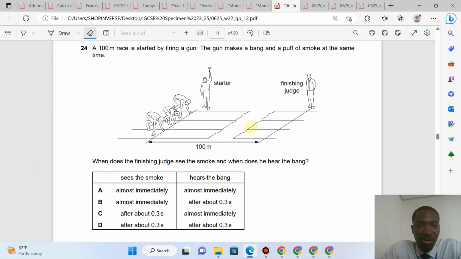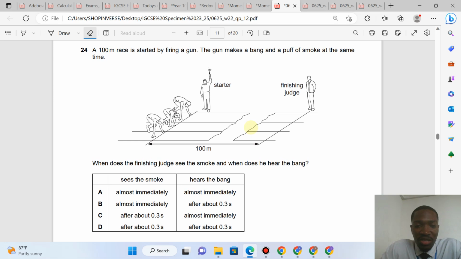Let's go straight to 24. A 100 meters race is started by firing a gun. The gun makes a bang and a puff of smoke at the same time. When does the finishing judge see the smoke, and when does he hear the bang? Option A, the smoke immediately. He sees the smoke almost immediately. That's correct, because seeing has to do with light, and light has a speed of 300 million meters per second.